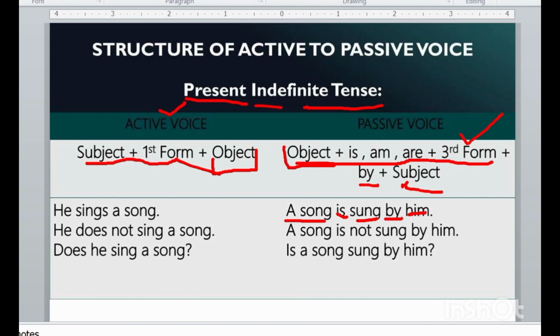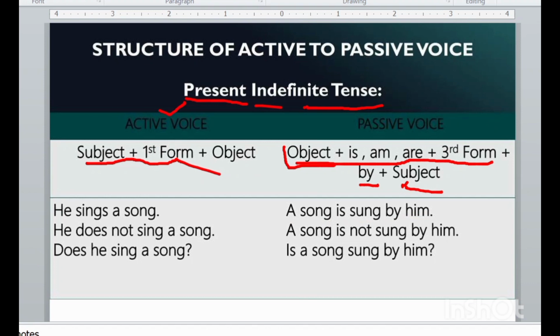He does not sing a song. Again the same applies: a song is not sung by him. This is negative. Does he sing a song? This is interrogative. Is a song sung by him? This is another example. So this was present indefinite tense.